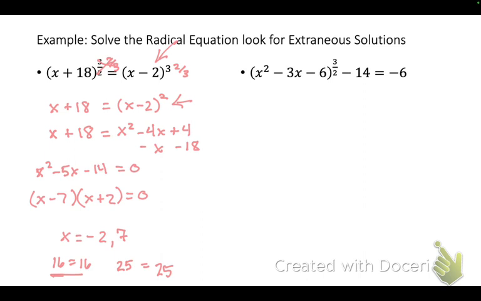Okay. Nope, not yet. Subtract or add the 14 to the other side and then the reciprocal.